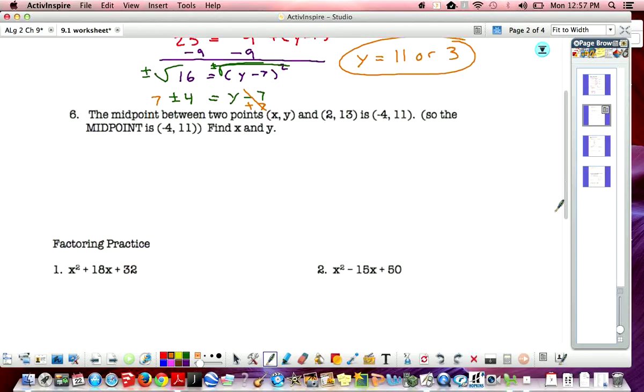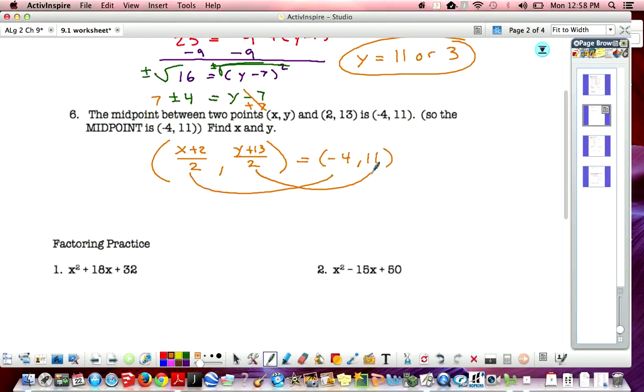All right. Number 6 says the midpoint between the 2 points (x, y) and (2, 13) is (-4, 11). Find x and y. So if the midpoint equals the coordinates (-4, 11), how do we find x and y? Well, we add the x coordinates, so it's going to be (x + 2) over 2, and the y coordinate is (y + 13) over 2. So what we do is set each of these equations equal to their respective coordinate and solve for the variable. Meaning, I want to set those two equal and those two equal.